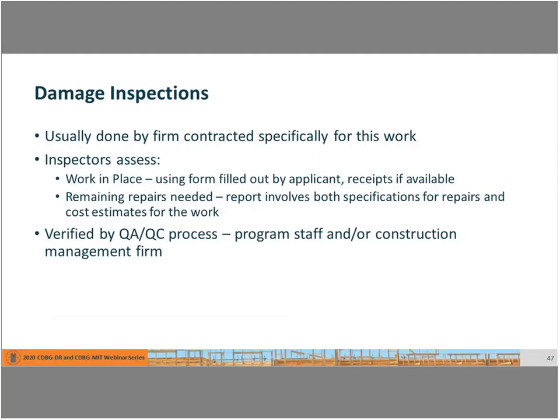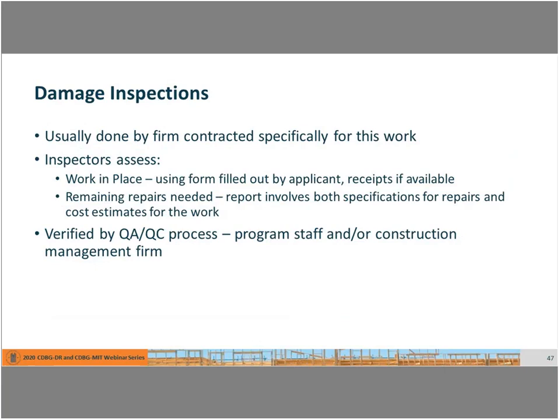Thanks, Kelly. These inspections that are done, the damage inspections, have two purposes. The first is to identify and confirm work in place, which I alluded to a little bit earlier. In other words, to take that report that the applicant gives you that says, this is how I spent my money and these are the repairs I did and this is how much they cost me, to verify that, and also to make sure that the costs that were allocated are reasonable. And the second is to determine the unmet need for repairs.